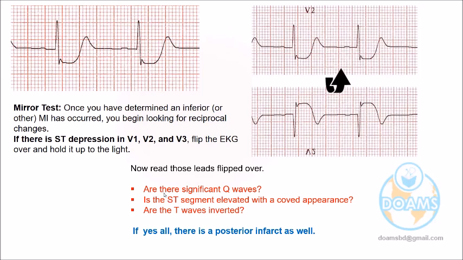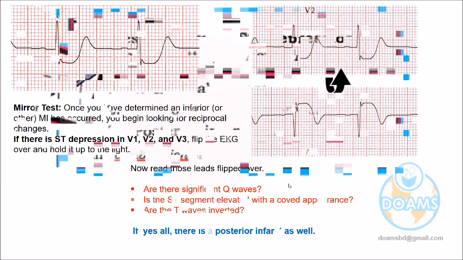So there are three questions. Are there significant Q waves? Is the ST segment elevated with a curved appearance? Are the T waves inverted? If all answers are yes, most likely this is posterior MI. It means there is some other reason to appear like that also. I am telling most likely. Less likely, there's some other differential. Let's go there.